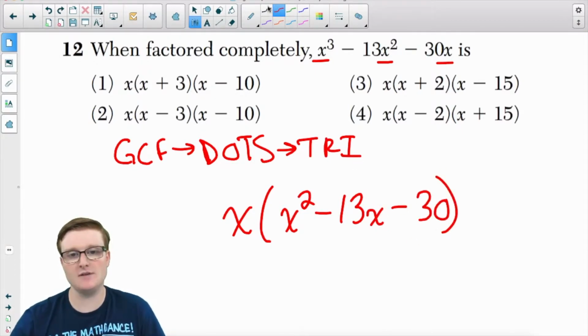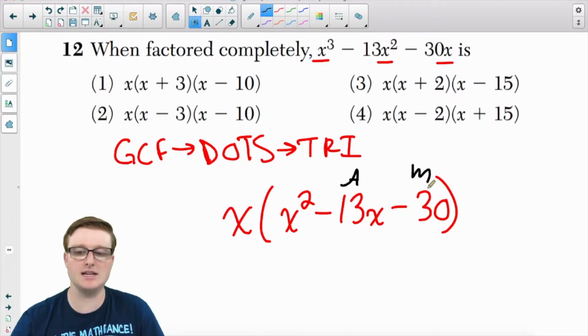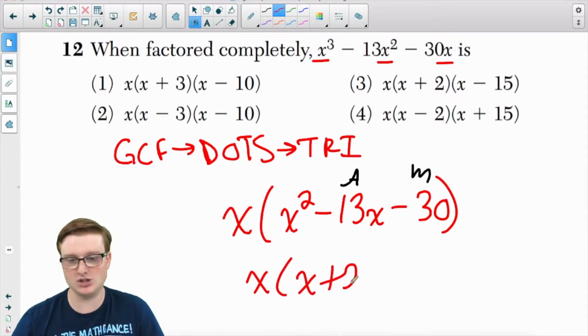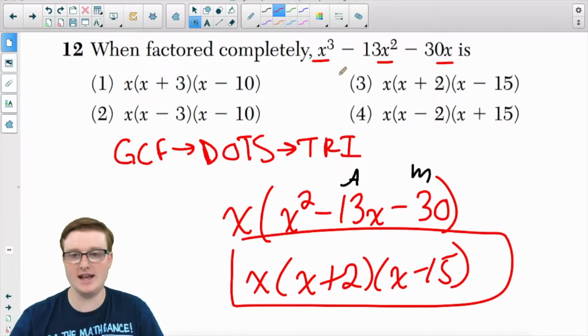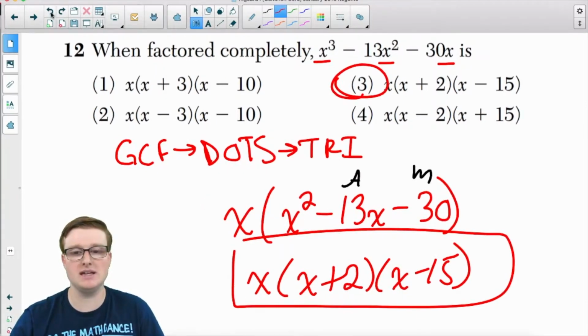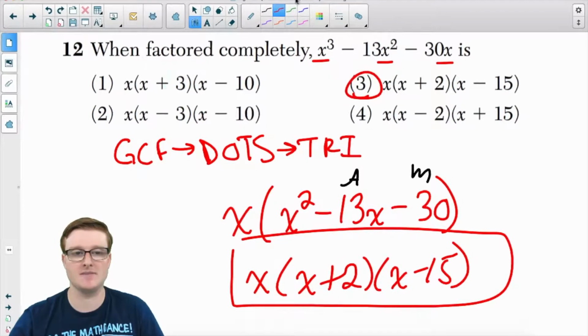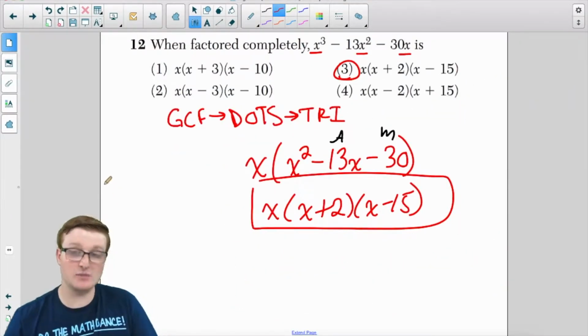Okay? So now we have to figure out, what adds to negative 13 and multiplies to give you negative 30? Well, that's just 2 and negative 15. This will give us x times x plus 2 times x minus 15. And that is your simplified answer. Your answer is going to be choice 3. All right, and that's how you do question number 12.